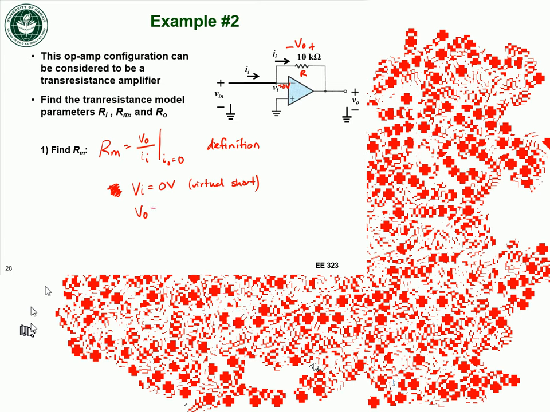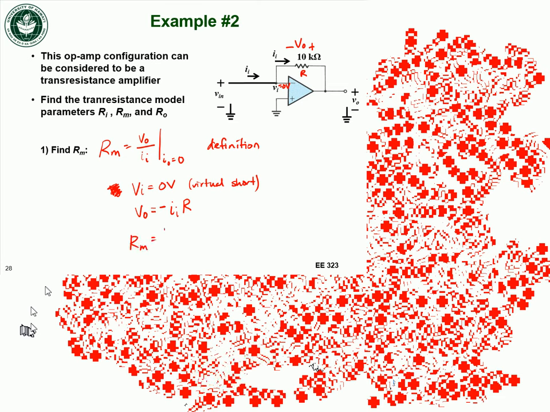Okay, so what's my equation for the output voltage going to be in terms of R and II? It's II times R. Is this the right polarity though? There should be a negative sign here because my current is going to the negative terminal first. Okay, so in order to get Rm, it's just V naught over II, when I don't have any output current. So my output terminal is left open. And that's what we have in this circuit here.